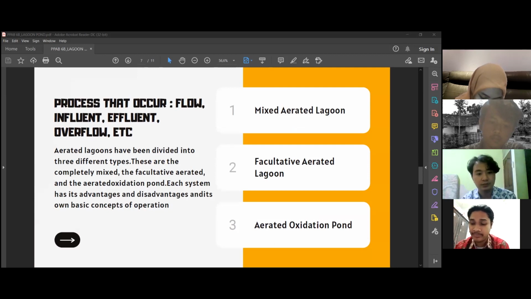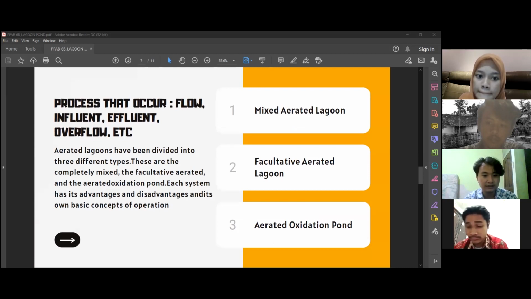Okay, for the process that occurs, aerated lagoons have been divided into three different types. There are the completely mixed, the facultative aerated, and the aerated oxidation pond. Each system has its own advantages and disadvantages and its own basic concept of operation.